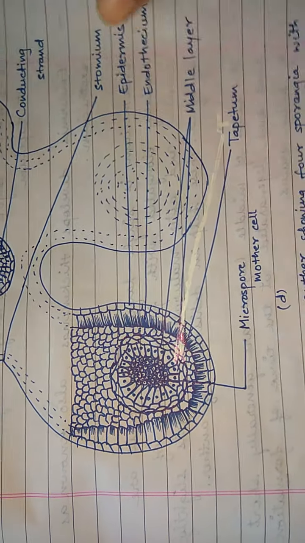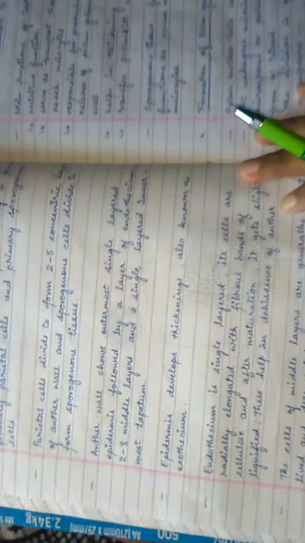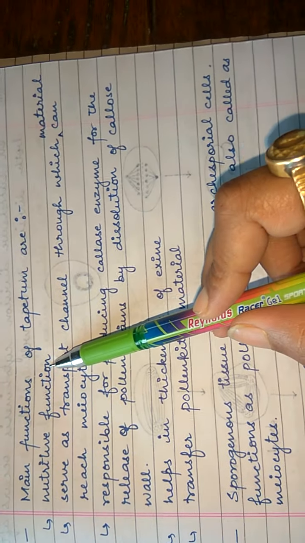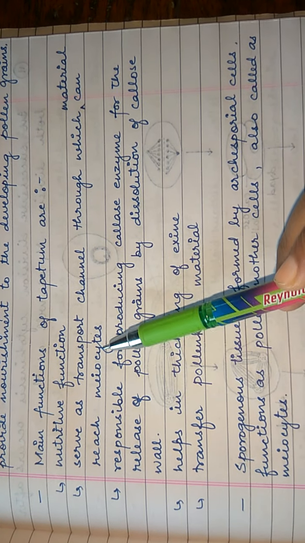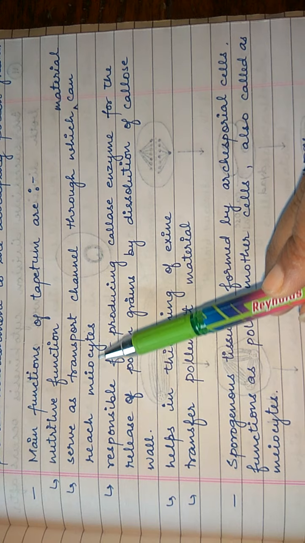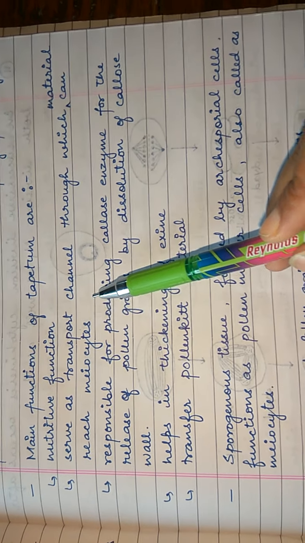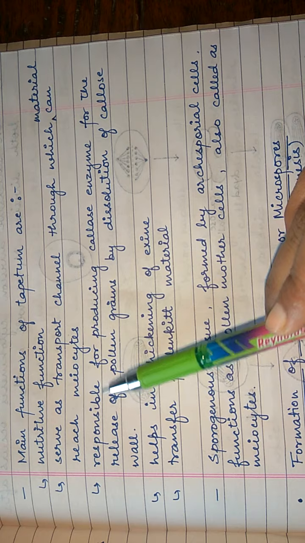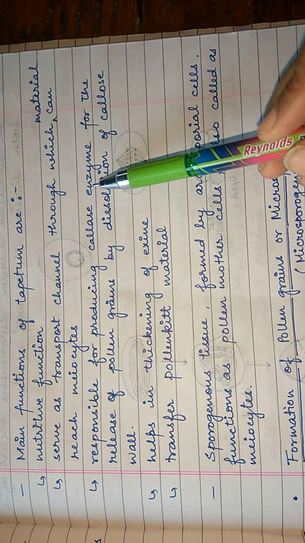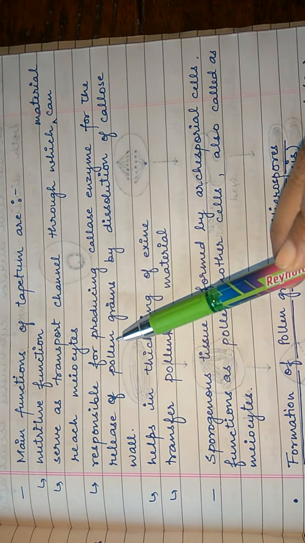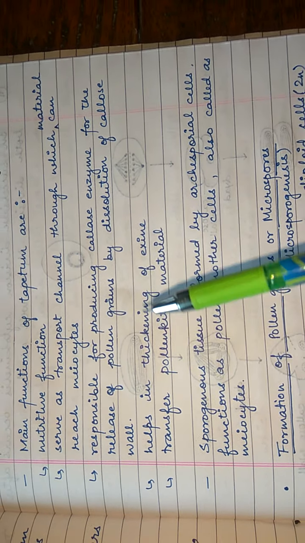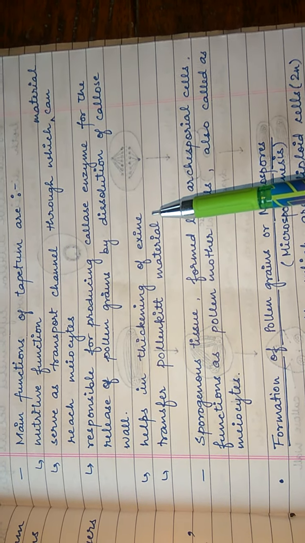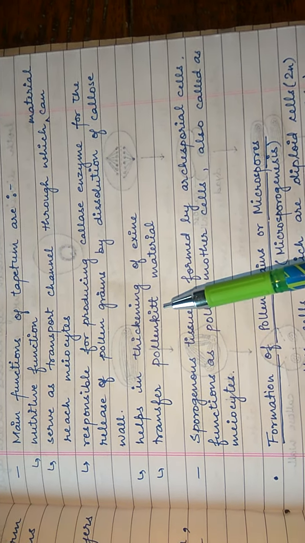So what are the main functions of the tapetum? First is the nutritive function. It serves as a transport channel through which material reaches the meiocytes where meiosis takes place. It is also responsible for producing callase enzyme. For what? For releasing the pollen grains by the dissolution of the callose wall. It also helps in thickening of the exine and transfers the pollen kit material.